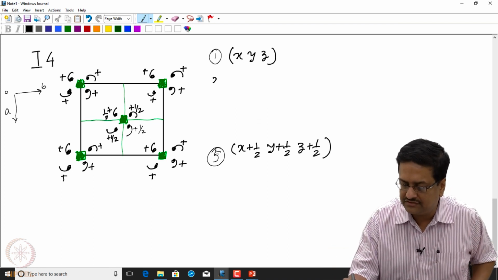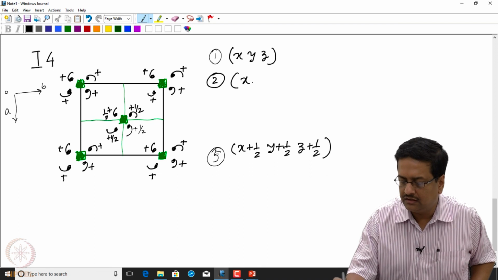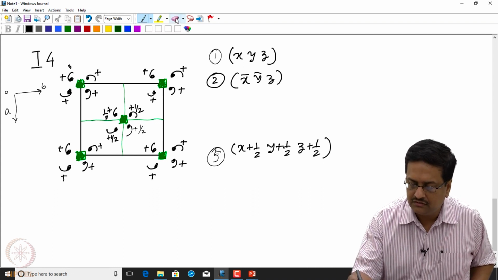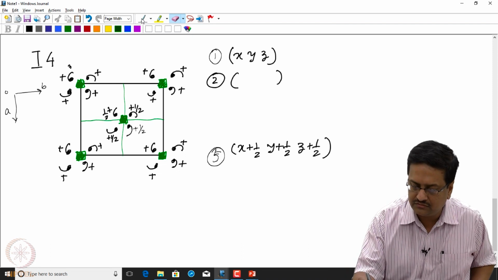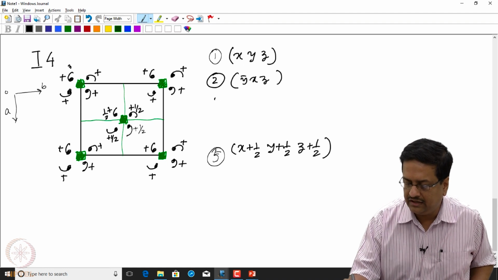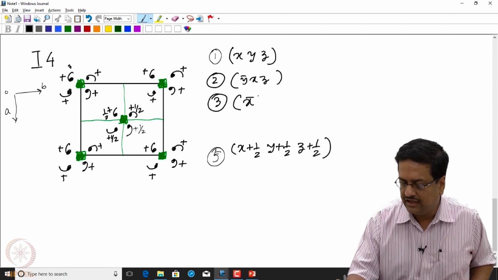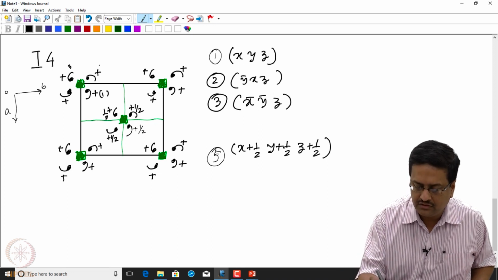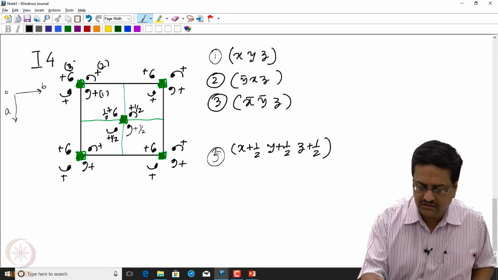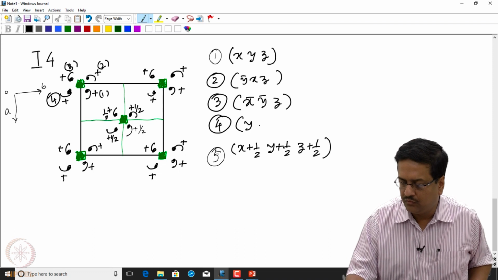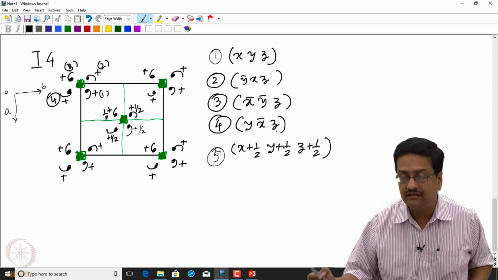We should have, as before, x bar, y bar, z, which is the point number, sorry, I should not confuse you. I should start by doing it y bar x z, and then point number 3 is x bar y bar z. So this is 1, 2, 3, 4. The fourth point is y x bar z.